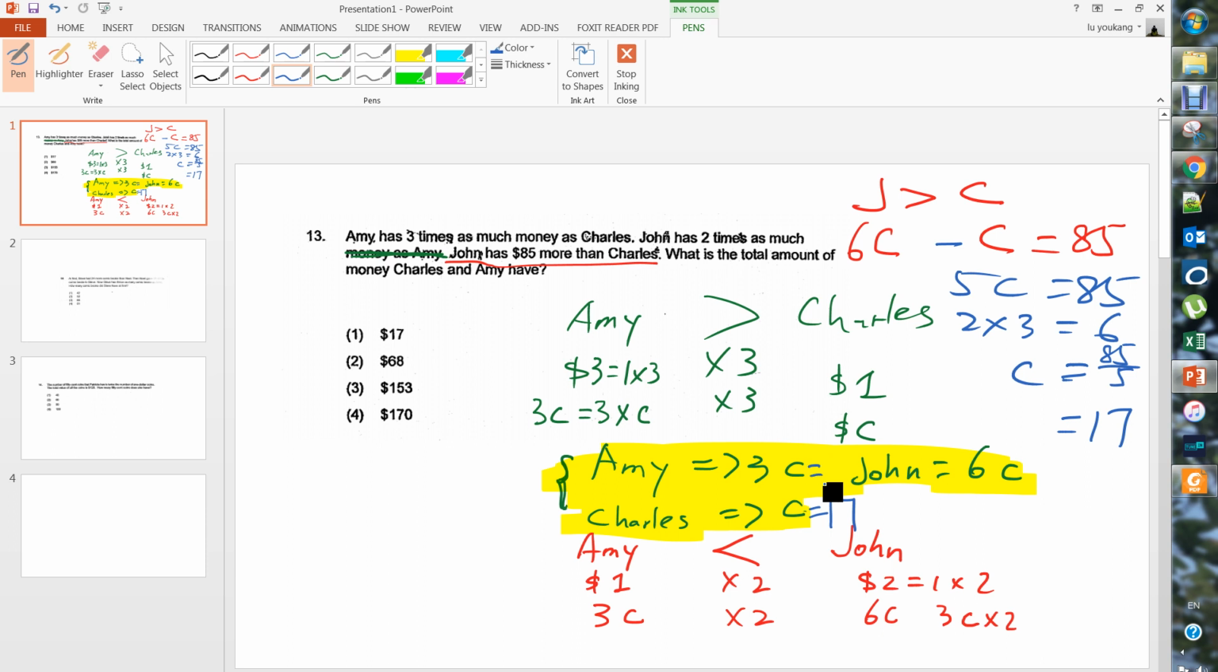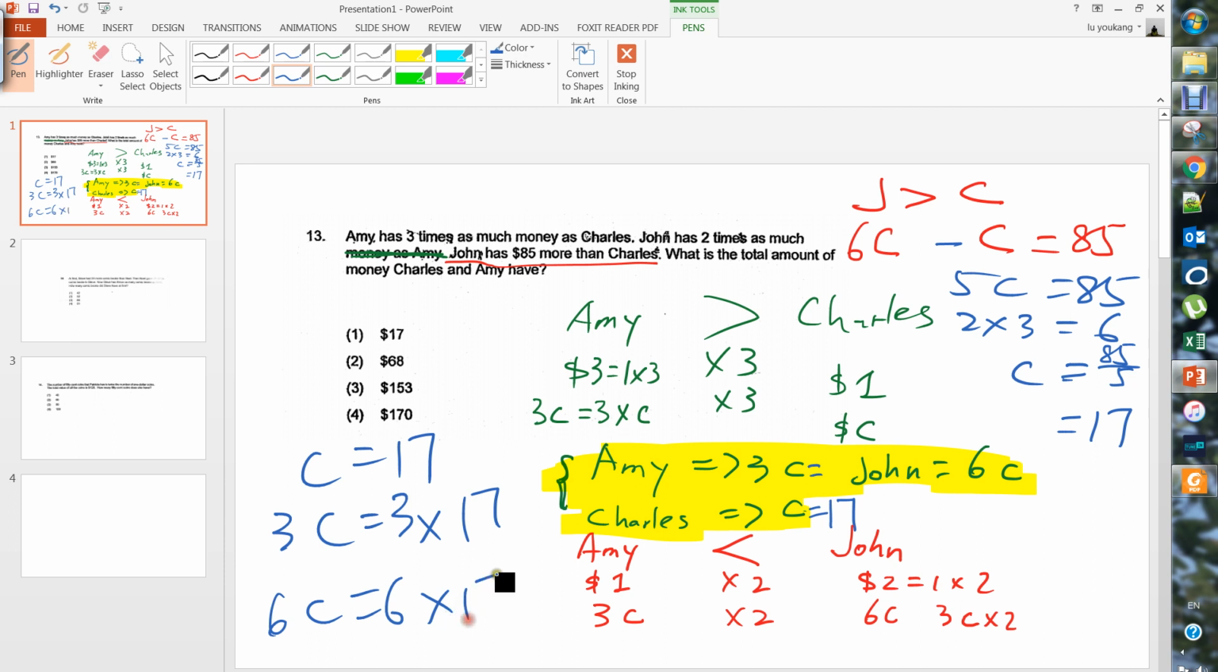17. So 3 times C, okay, that means if C is 17, 3C is 3 times what? What's the value for C? 17. Okay, good. 3 times 17 equals 51. So 3C equals 51. 6C is equal to 6 times 17. 6C equals 102. Good. The question asks, what is the total amount of money Charles and Amy have?